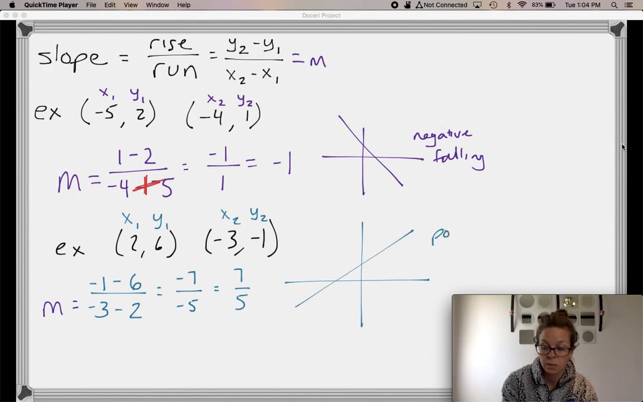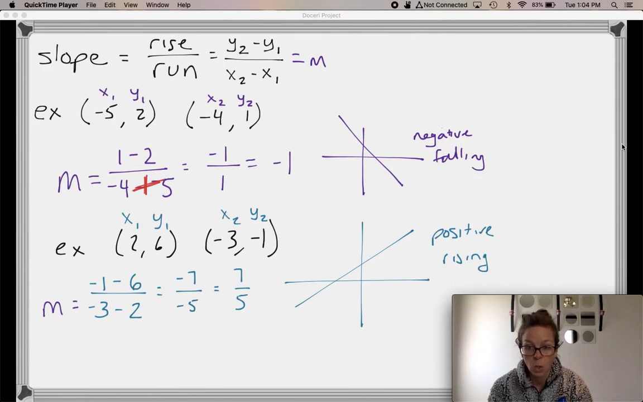A positive slope is going to be a rising line. So we'll see that line heading in an upward direction if we have a positive slope.